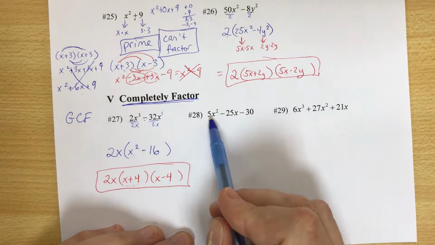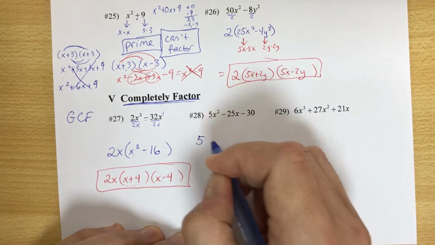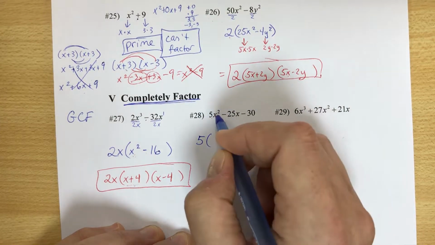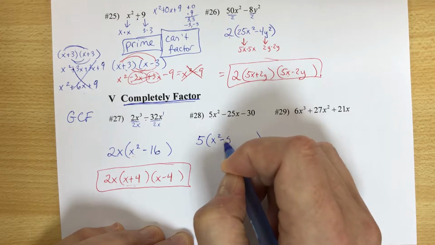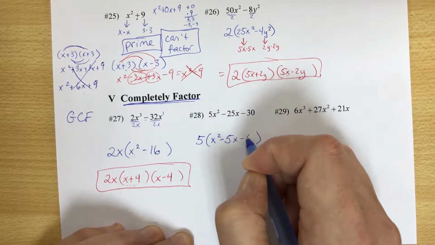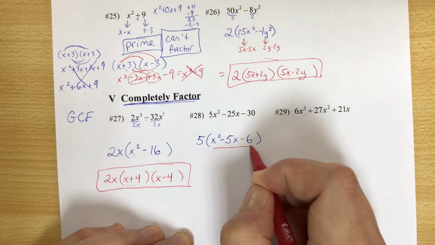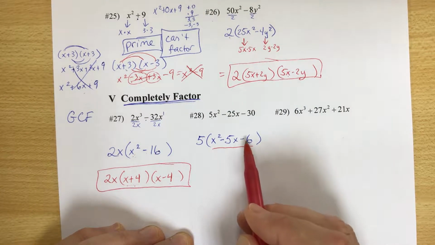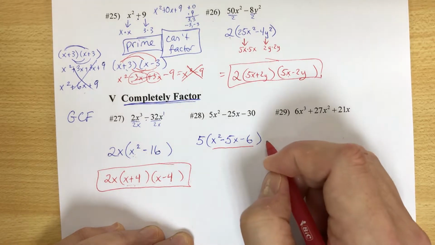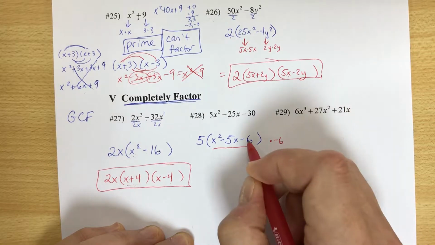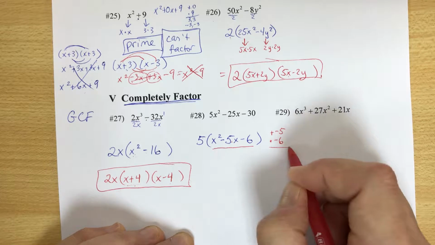Number 28. Each of these is divisible by 5, so we'll factor that out. That's our GCF. That would give us 1x squared. Divide there, that's minus 5x. Divide there, that's minus 6. Okay, look at the trinomial inside. So we're thinking that's a 1x squared, so what multiplies to the constant, negative 6, and adds up to the b value, negative 5, the middle.